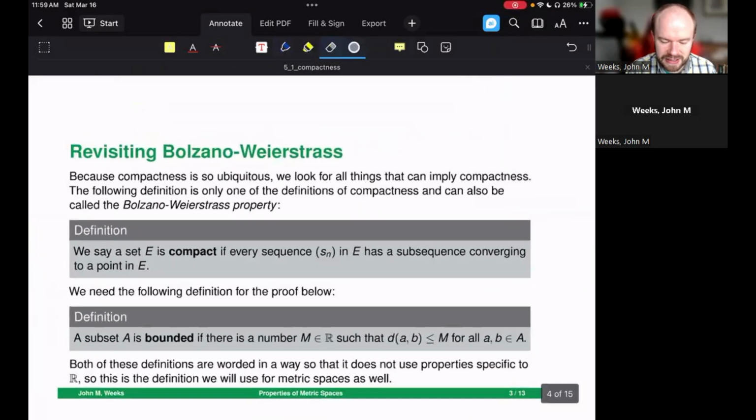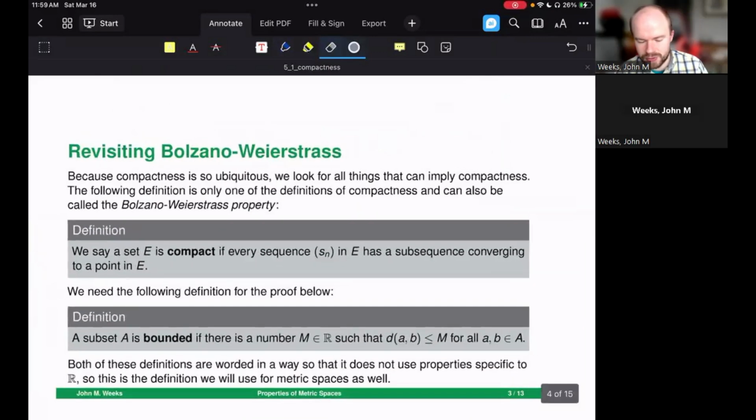So let's revisit this notion of Bolzano-Weierstrass. This seems to be the missing link that we need in order to get that version of the extreme value theorem that we're looking toward. Let's first make a definition that is going to be helpful for us here, and we'll start making some generalizations from the real numbers. We say a set E is compact if every sequence s_n in the set E has a subsequence that converges to a point in E.